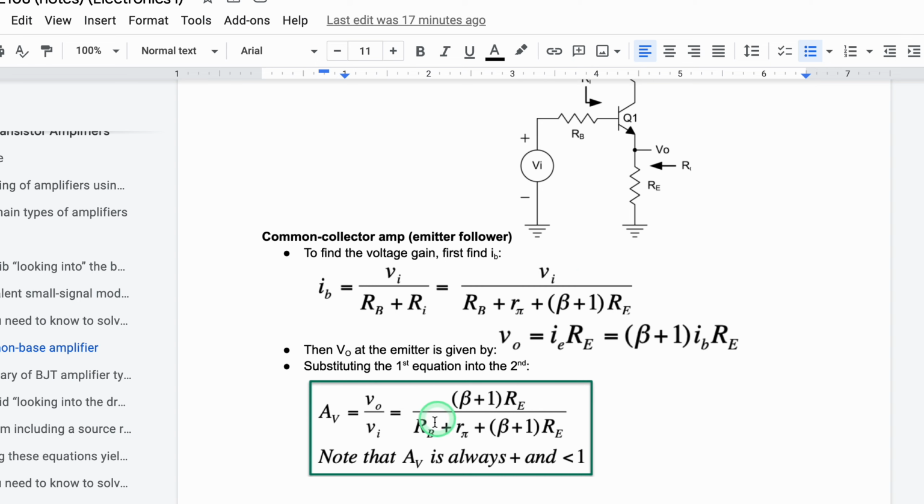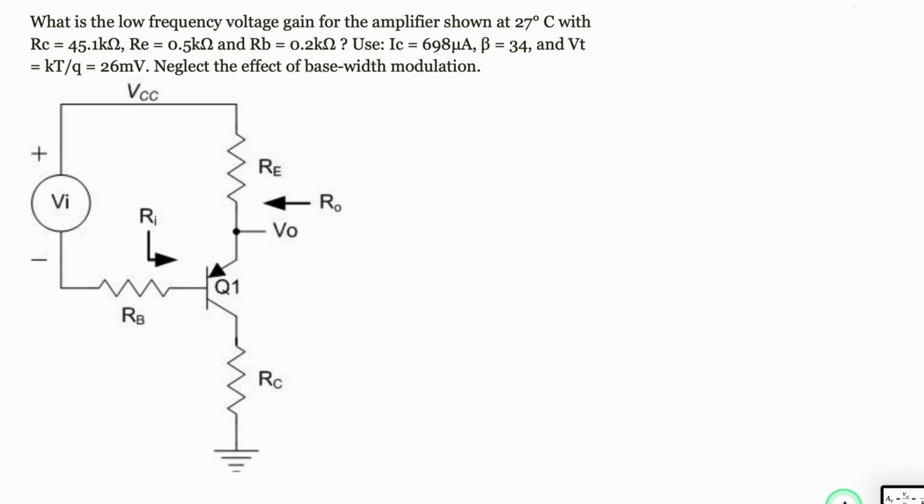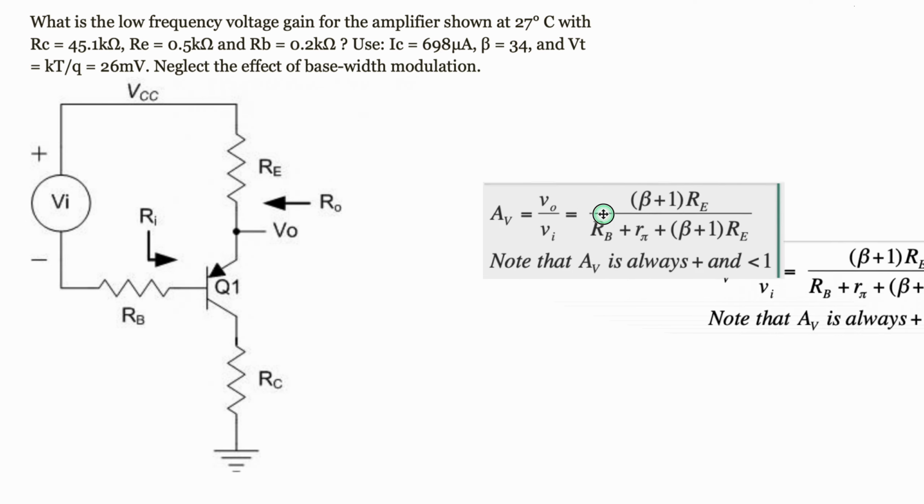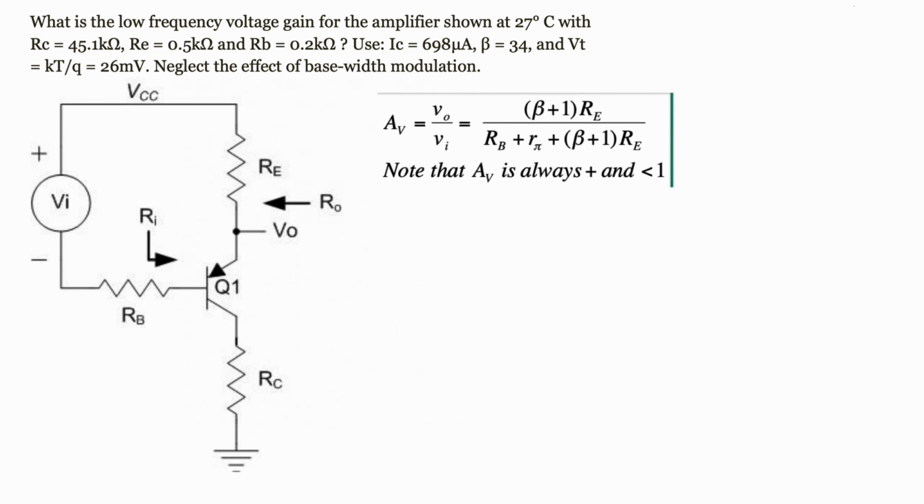Another way to check this is that our AV, the gain that we are solving for, needs to be positive, but also less than 1. So that's another important thing to look at when you're solving for this problem. Now, we have this equation, and we're going to use it to find our voltage gain. That's what it's asking us for. There's a few things that we don't know. The first is our R pi. So let's solve for R pi.